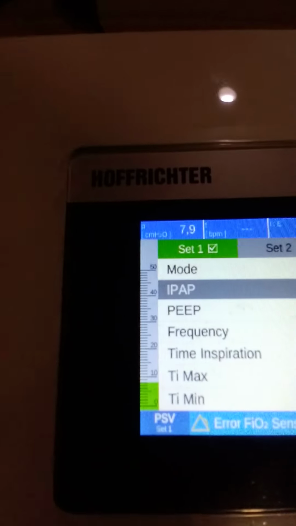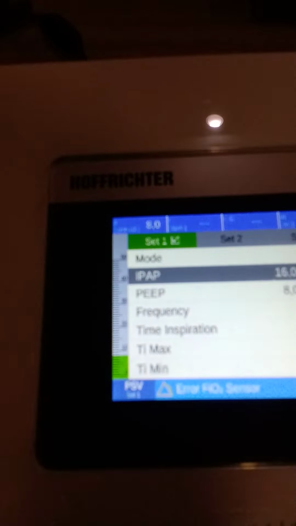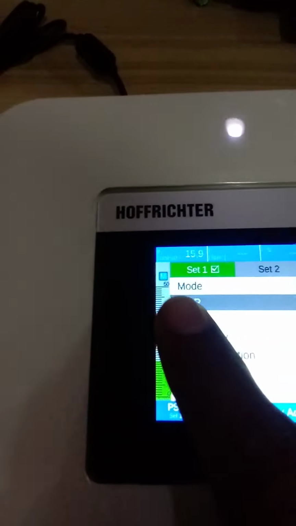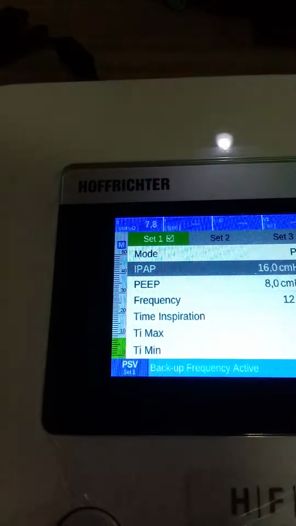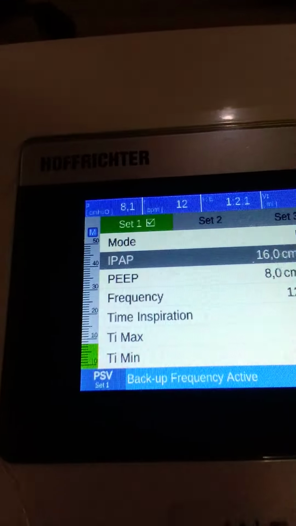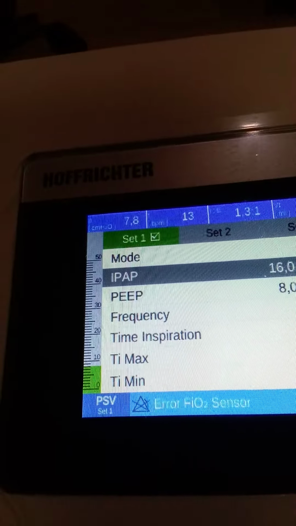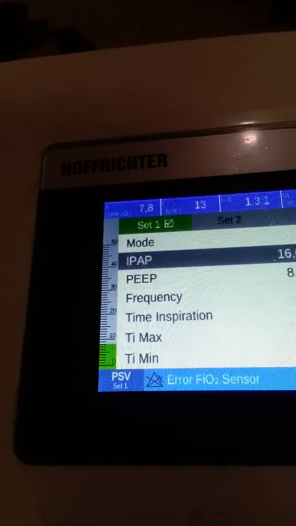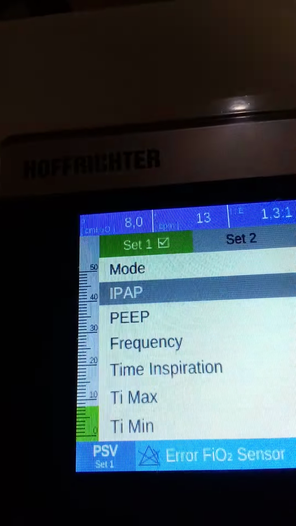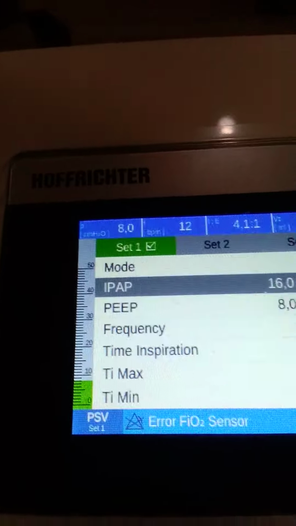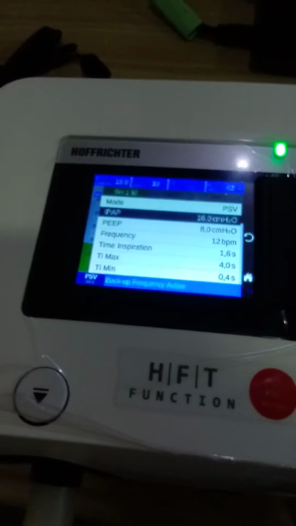So here M is a mandatory ventilation. And when I start a spontaneous activity, here S is the sign of spontaneous activity. So now stand by the ventilation.